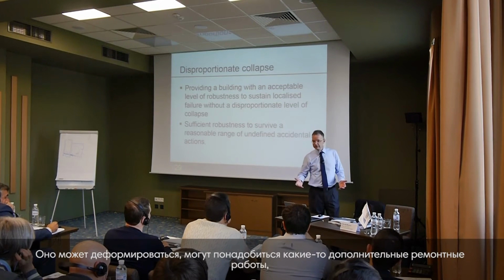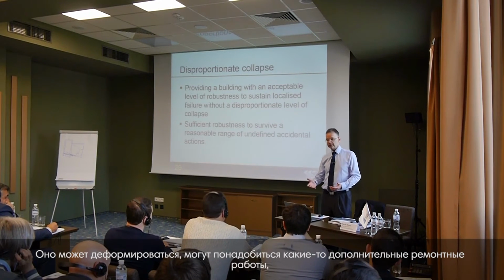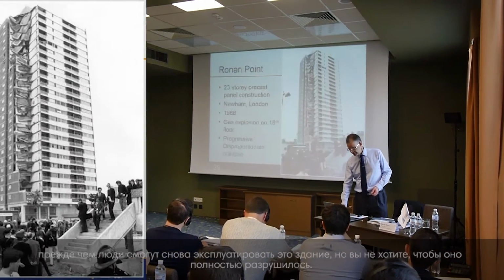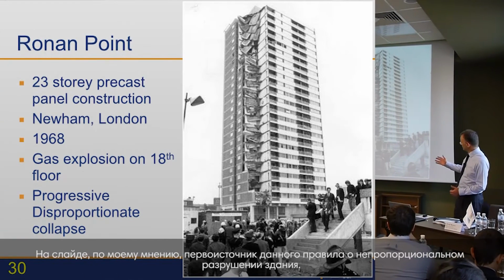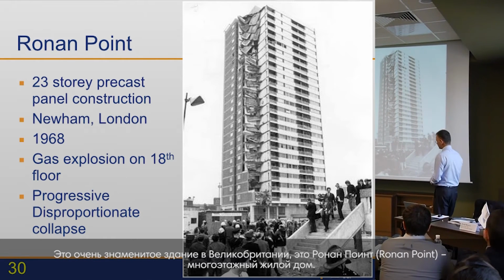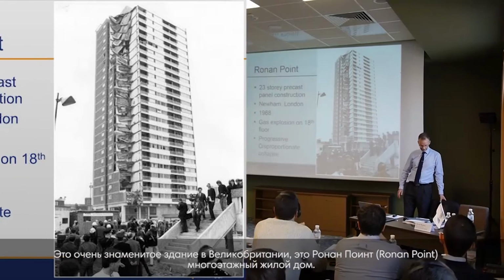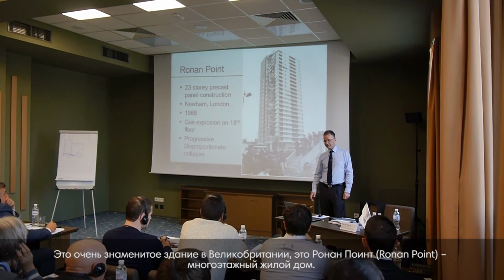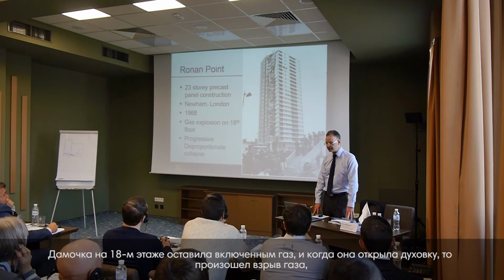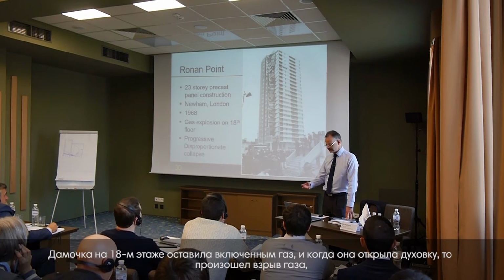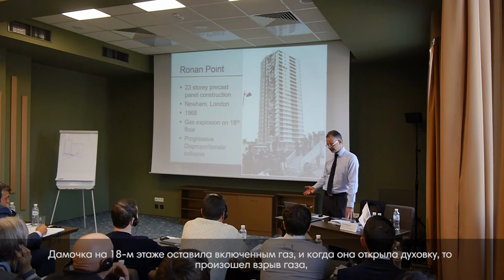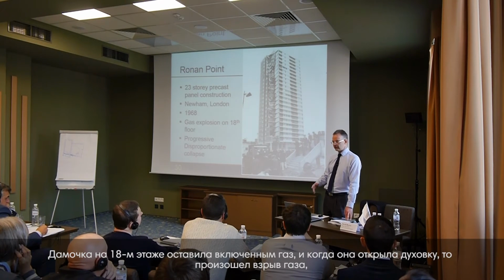It may be bent. It may need additional work before people can use it again, but you don't want the building to collapse. And this, I think, was the original source of these disproportionate collapse rules. This is quite a well-known structure in the United Kingdom. It's called Ronan Point. It's a multi-storey block of flats. And a lady on the 18th floor left her oven with the gas on and the door of the oven open but not lit. Then there was an explosion.